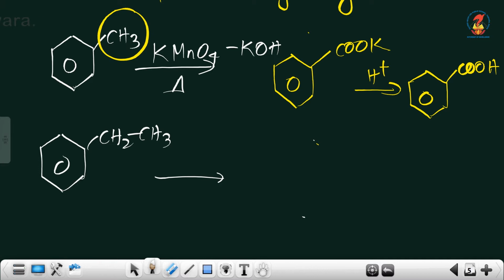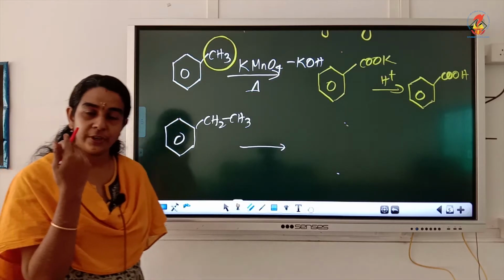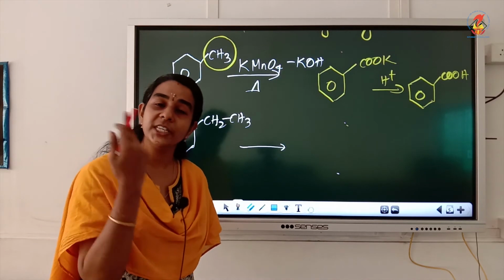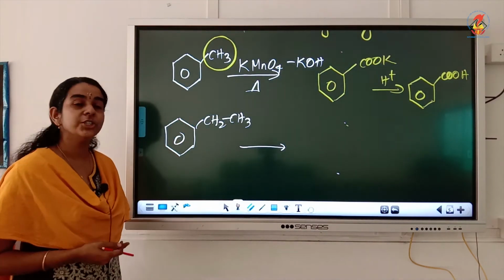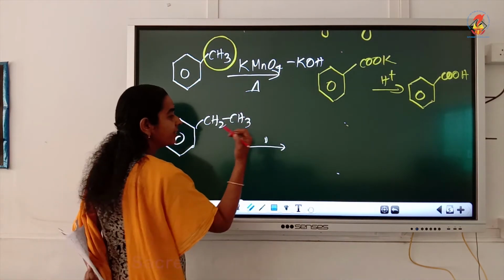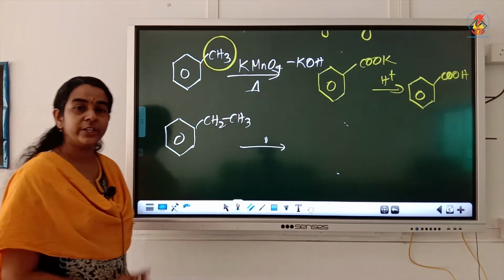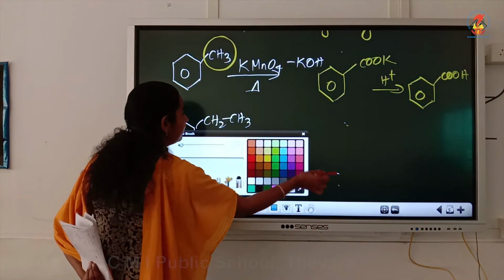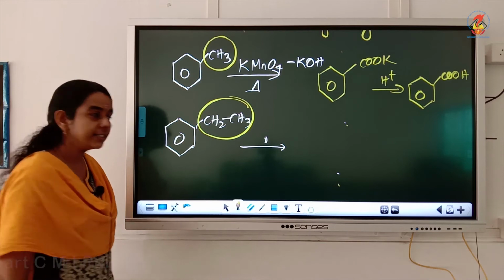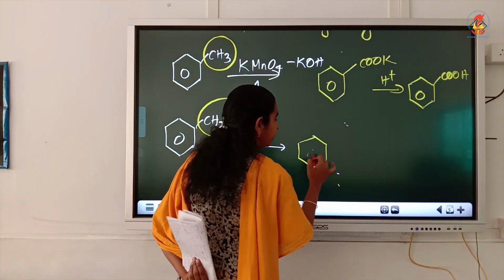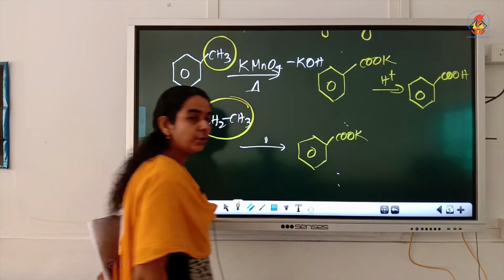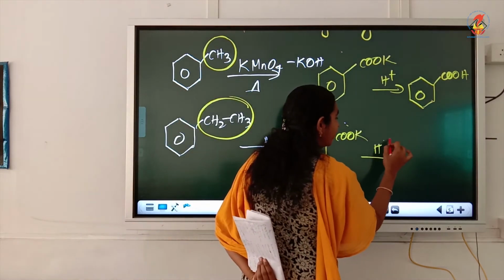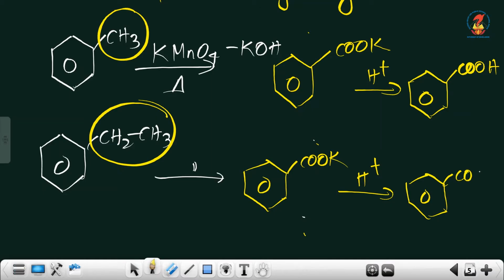Benzene ring containing an ethyl group, and here it is a primary alkyl group. But we have two carbon atoms, no problem, it is a primary alkyl group. So irrespective of their length, they can be oxidized to carboxylic acid. Same reagent we are using here, KMnO4, KOH and heat. Remember, the entire side chain will be oxidized to carboxylic acid. So first we get the potassium salt of carboxylic acid, which on acidification gives the carboxylic acid itself.